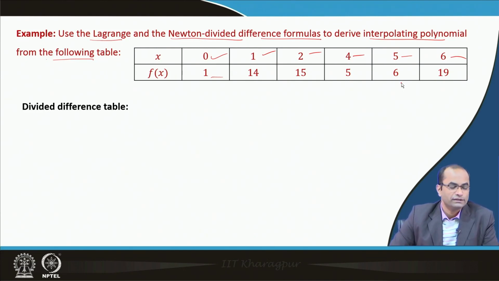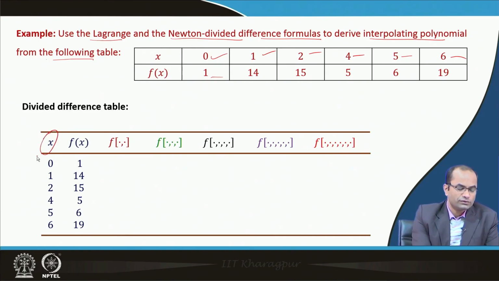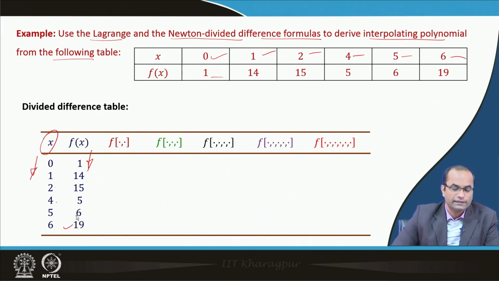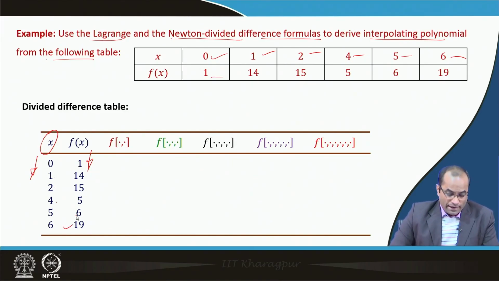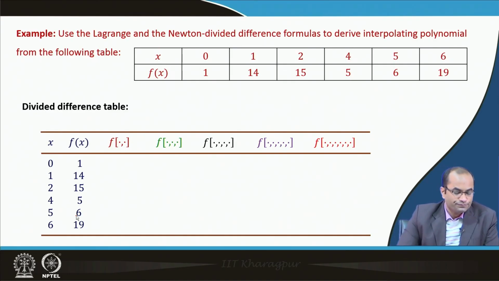Whereas the Lagrange interpolating formula is much more complicated. So, coming to the divided difference table, we have to write all the values of x here: 0, 1, 2, 4, 5 and 6, and then the corresponding values of f, which are 1, 14, 15, 5, 6 and 19.